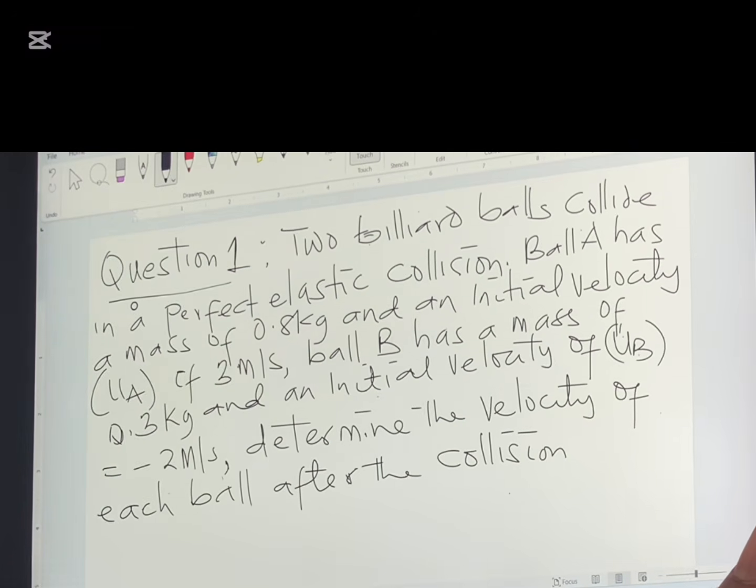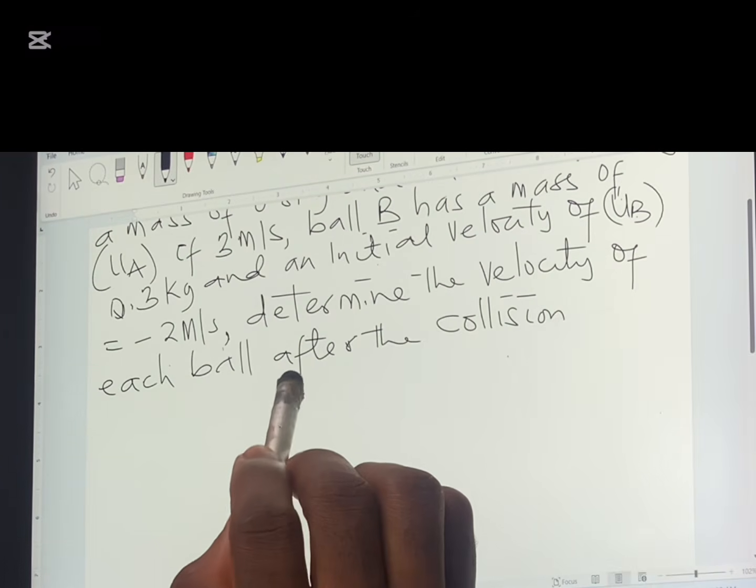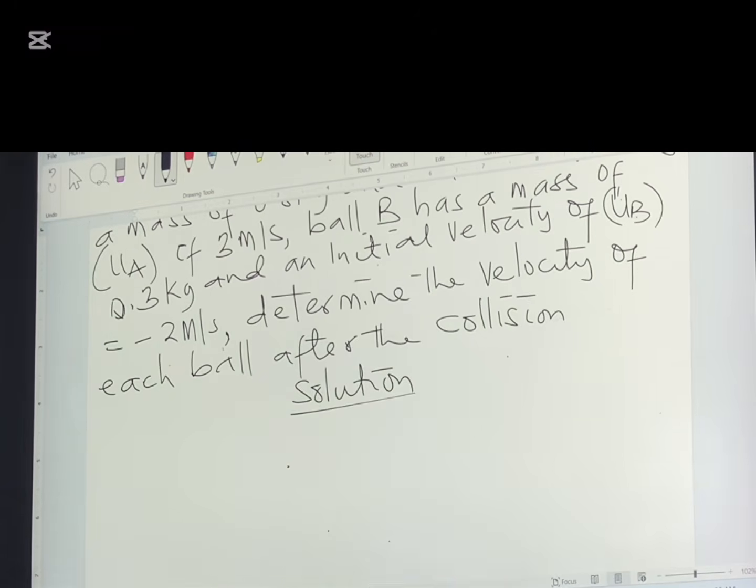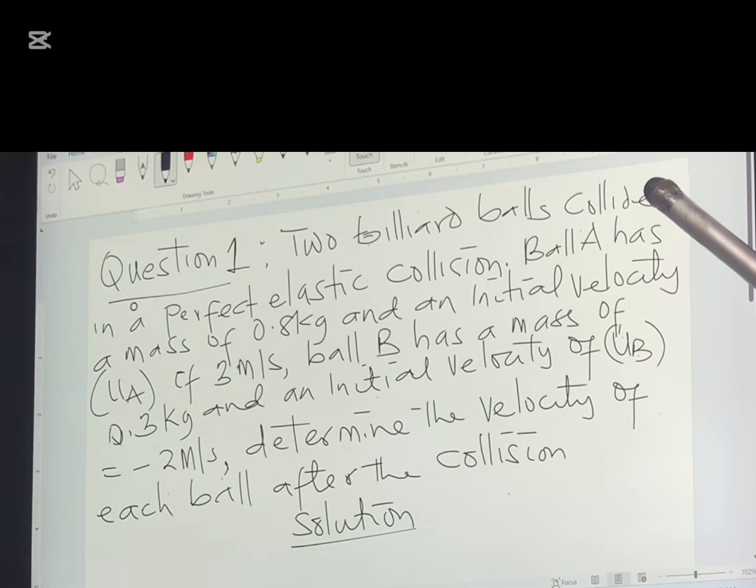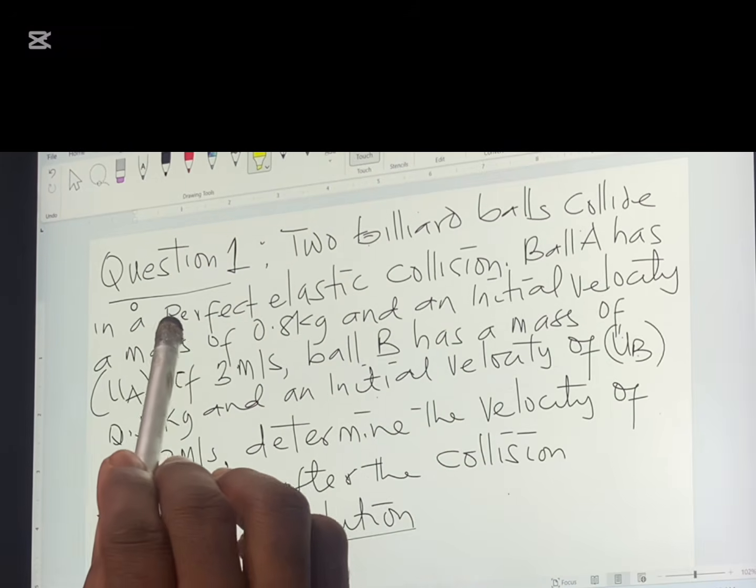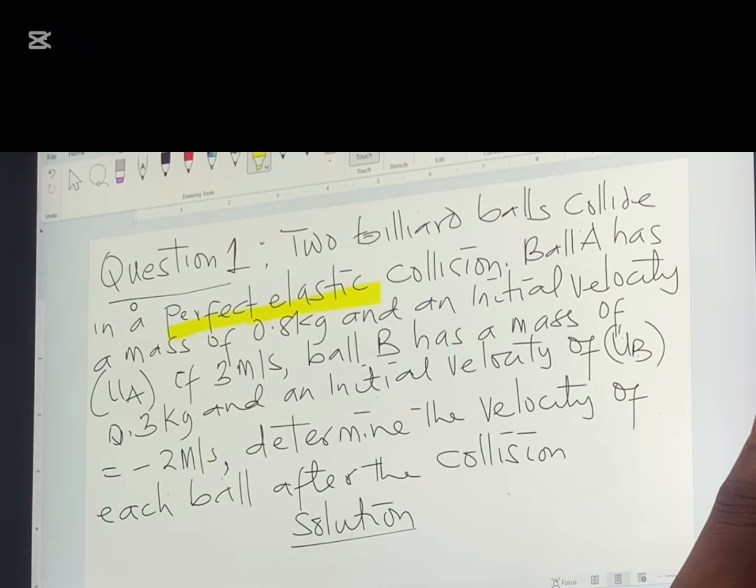Okay, so class, before we solve this question, we have to understand the question, but let's first write down the solution. Let's understand this question here, class. They say two billiard balls collide in a perfect elasticity. Please take note. We are going to know what a perfect elasticity is. Please take notes. Collision.